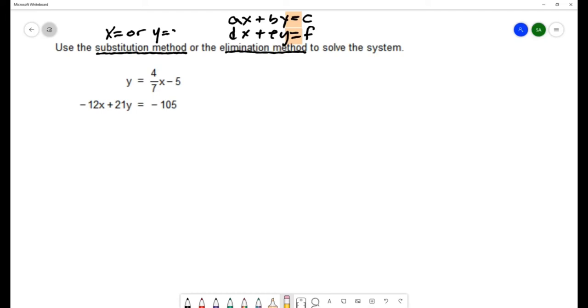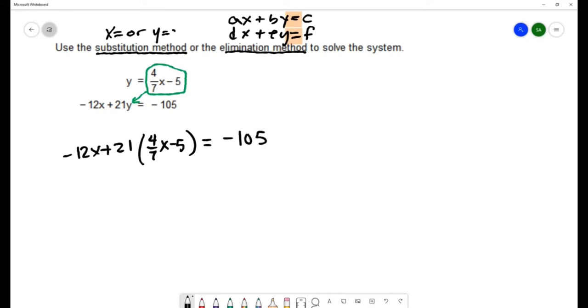I've already got y equals. So my next step is to take the expression on the other side of the equation, 4/7 x minus 5, and substitute that into y in the other equation. And that's going to give negative 12x plus 21 times 4/7 x minus 5 equals negative 105. I'm going to use the distributive property and distribute that 21 to both terms inside the parenthesis.